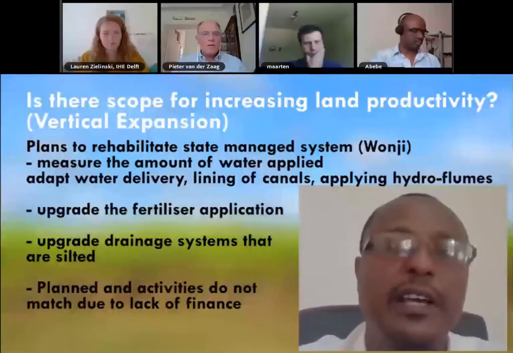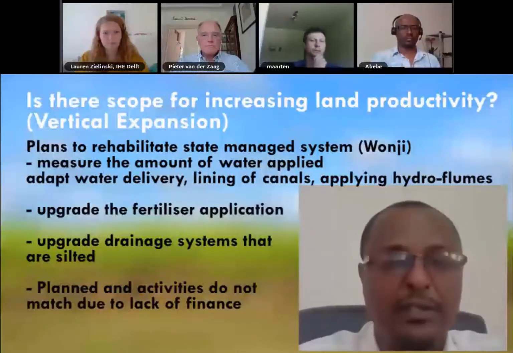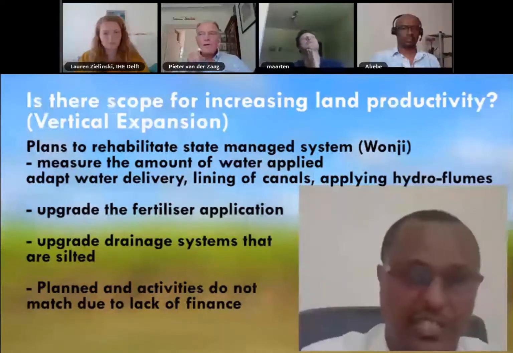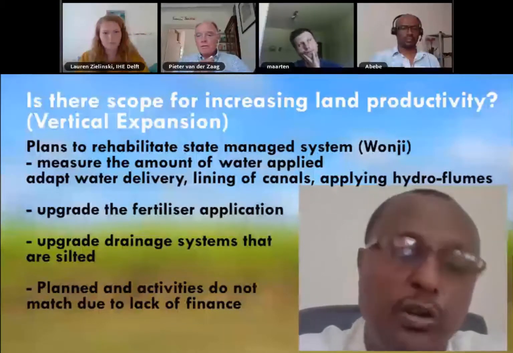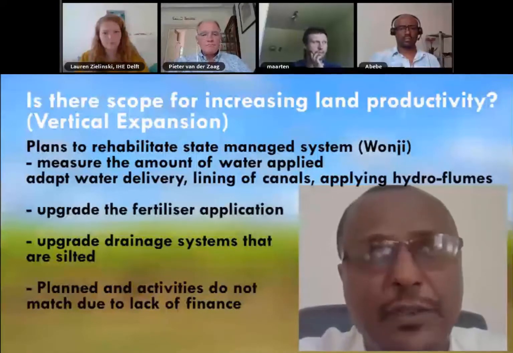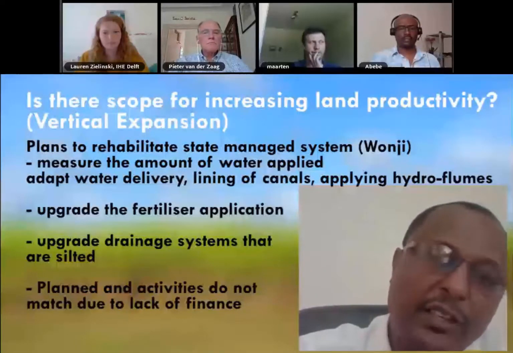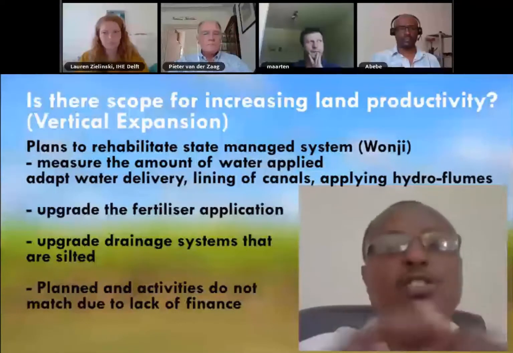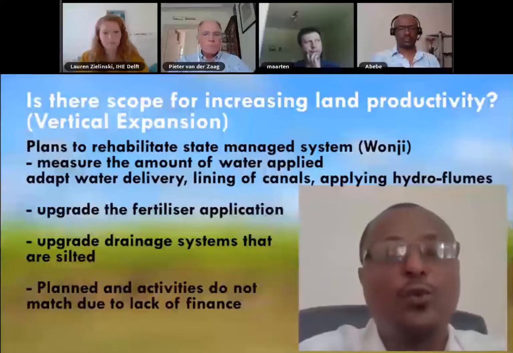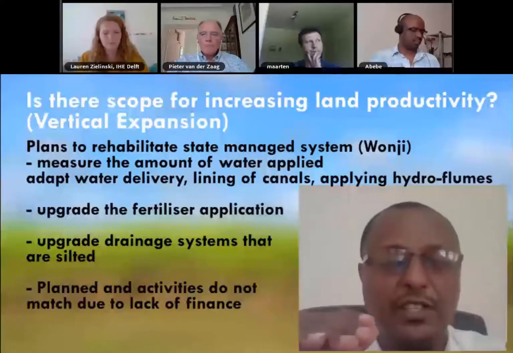In our state-owned farms, the drainage of the farm by itself is silted up. So we are trying to upgrade our drainage facilities. That is our target. Also, we are conducting those activities, but our plan and our activity do not match. We are not acting according to our plan due to financial problems. So we cannot alleviate the problem 100%.